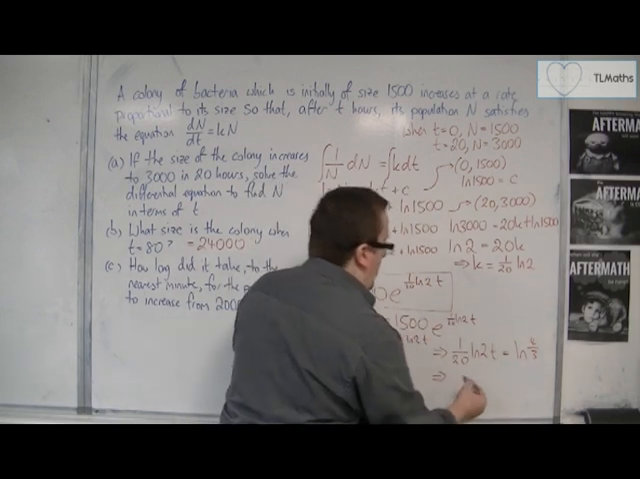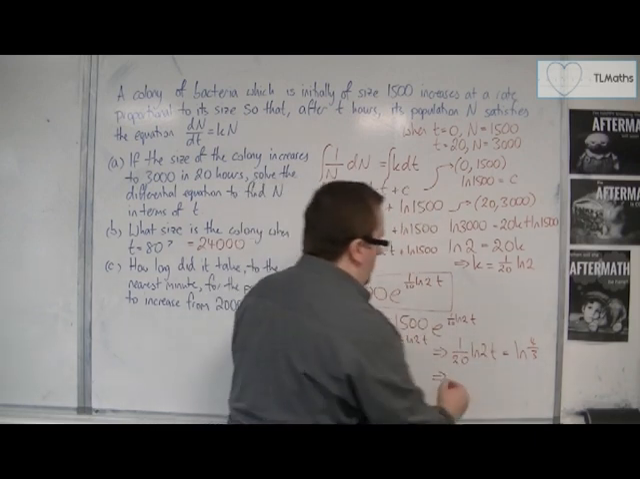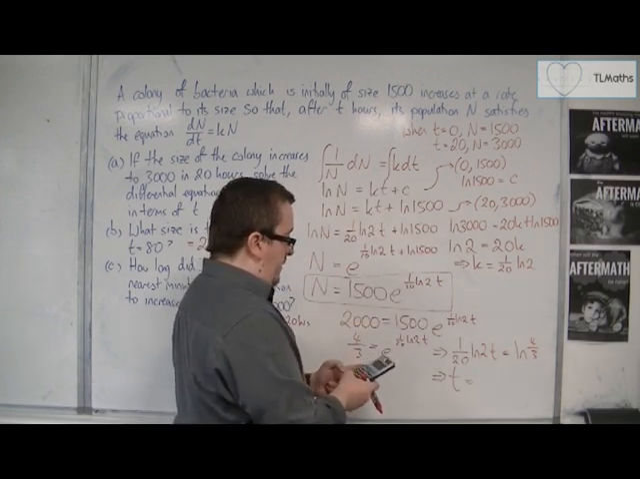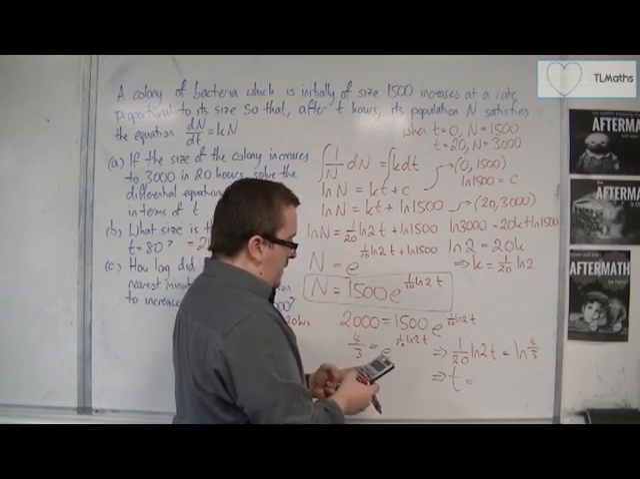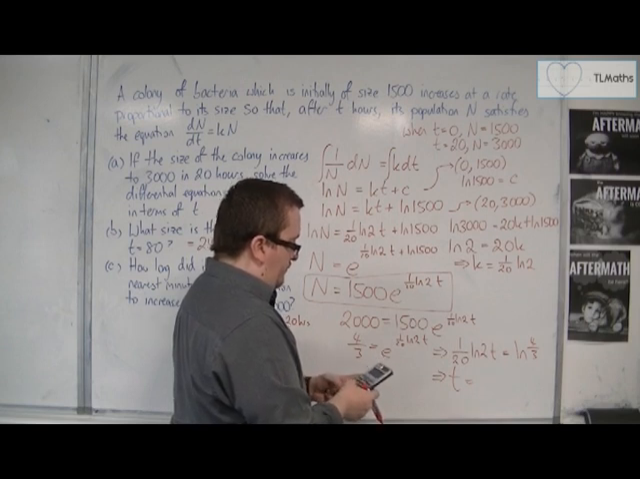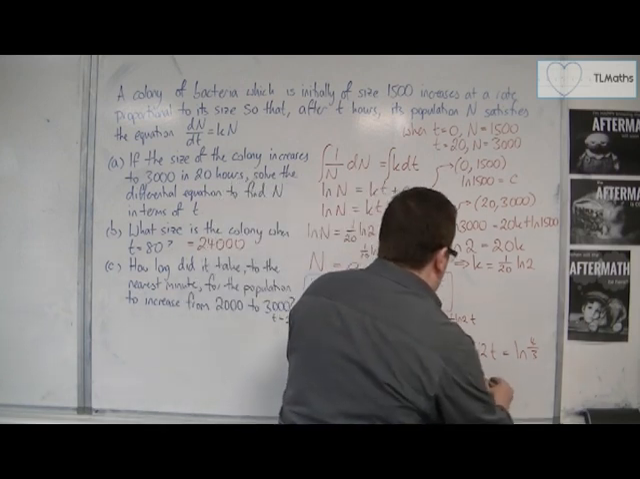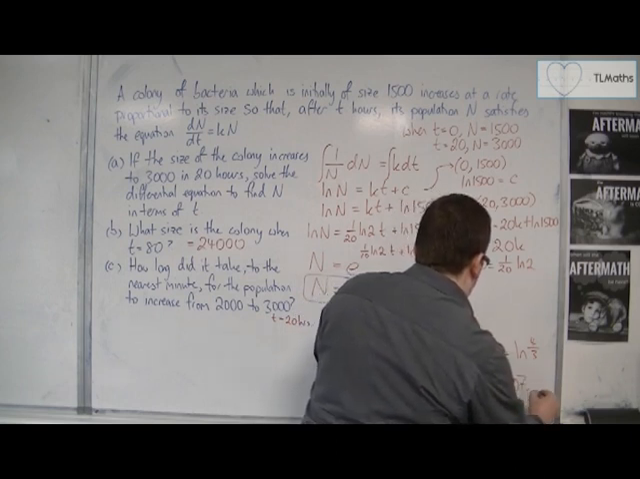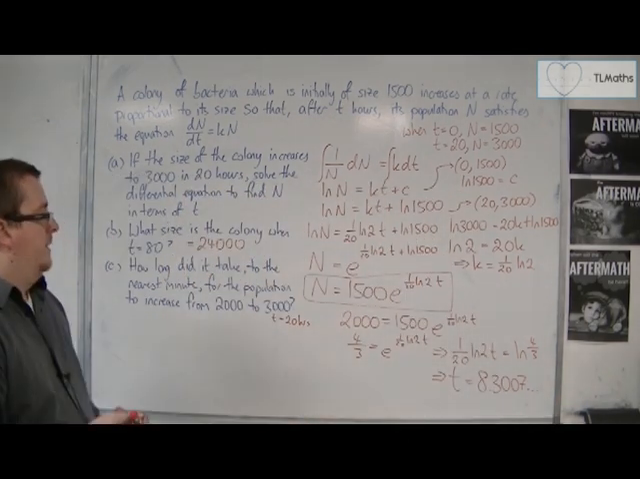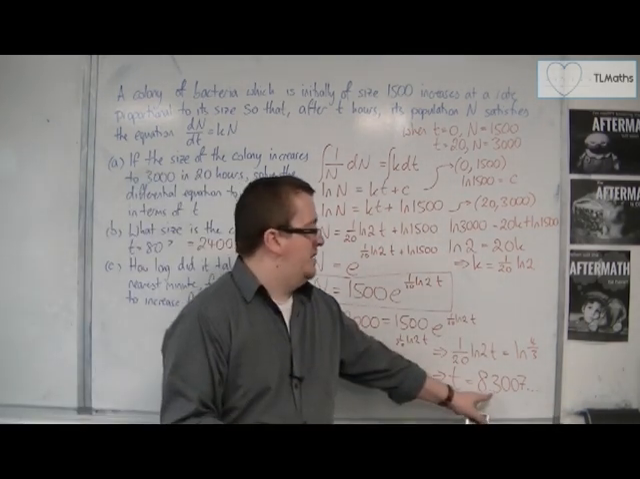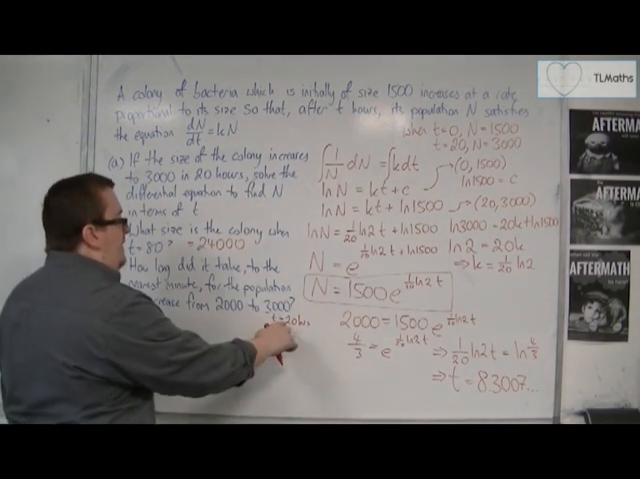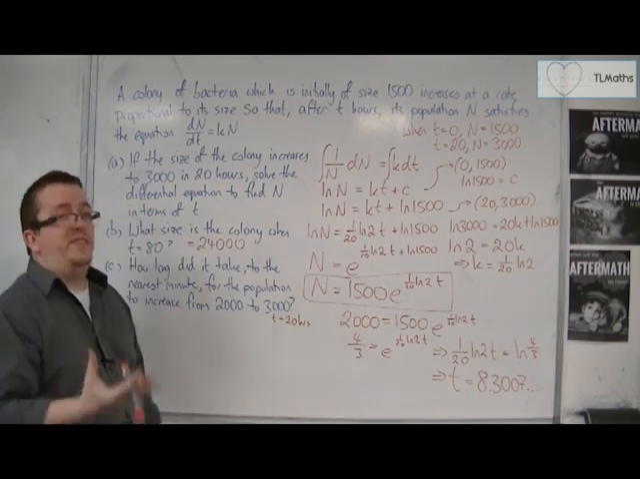Divide both sides by the 1 over 20 log 2, and we get ln of 4/3 divided by 1 over 20 times log 2, and that gets me t is equal to 8.3007... Okay, so that means that it was just past 8 hours when it hit 2,000, and then it hit 3,000 when we were at 20 hours.